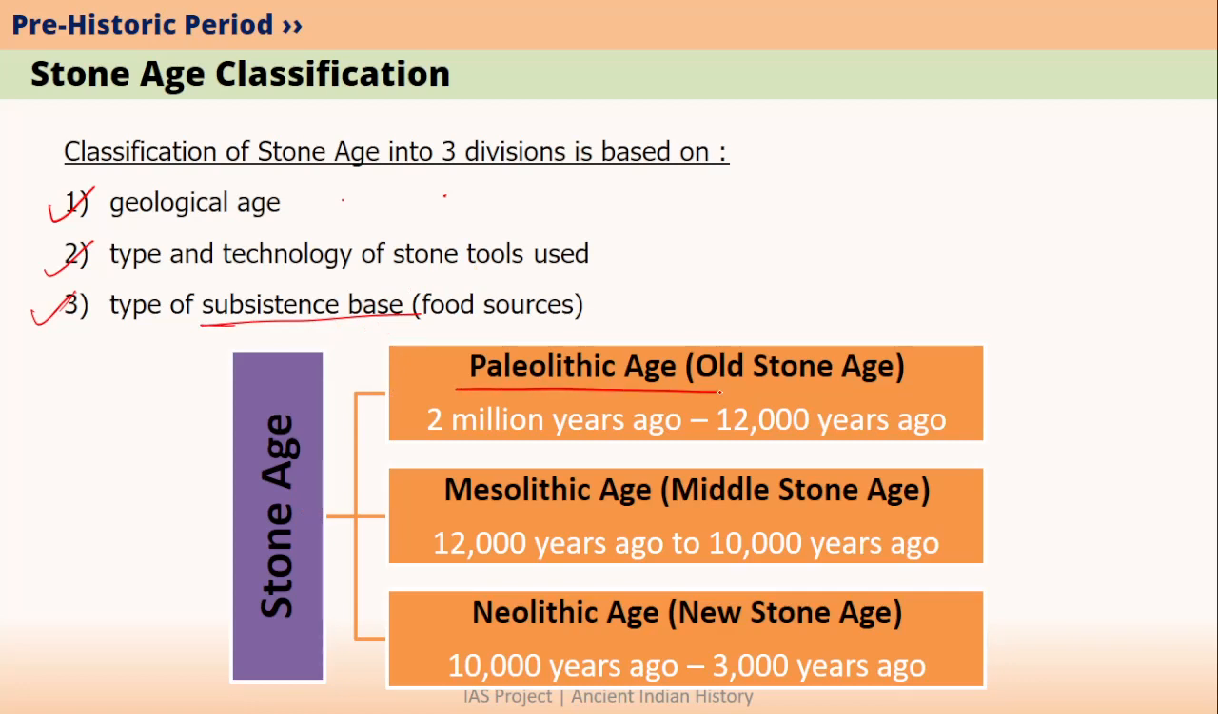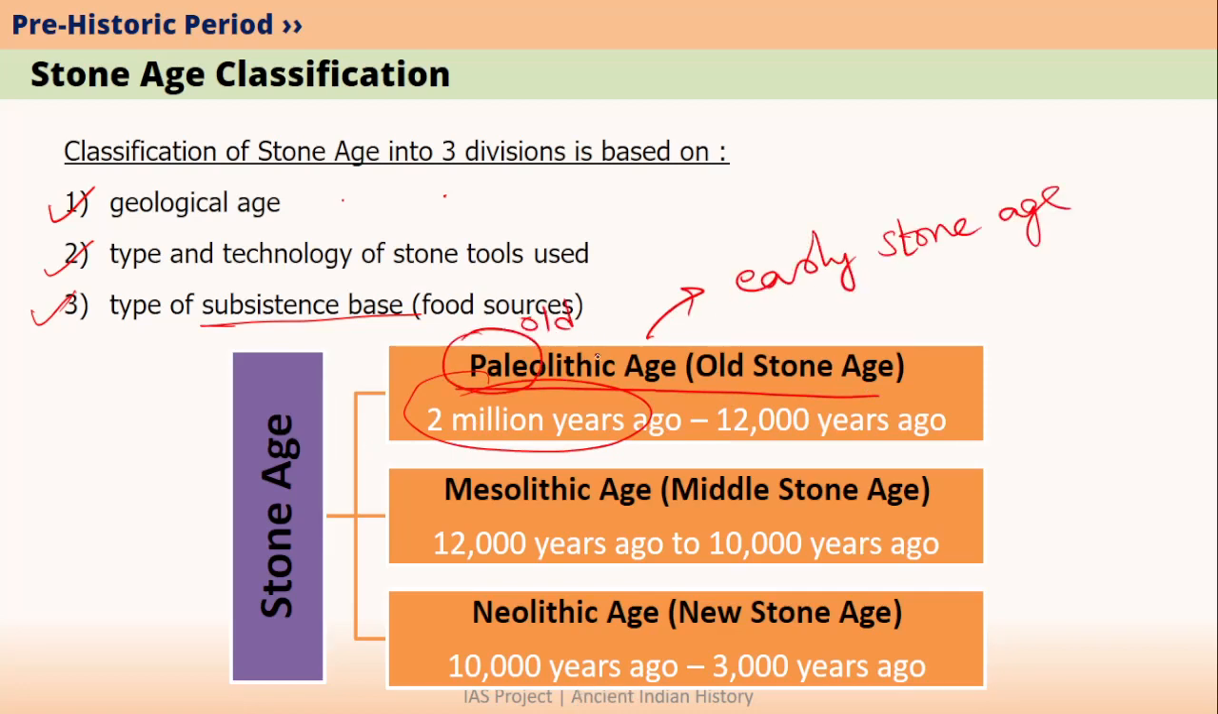The first part is Paleolithic Age, which is the oldest part of Stone Age. That is why it is also called Early Stone Age. Moreover, the word Paleo means old and the word Lithic means stone. Therefore, Paleolithic Age is also called Old Stone Age. Similarly, Meso means middle and Lithic means stone. Therefore, Mesolithic Age is also called Middle Stone Age. And the last one, Neolithic Age, has a similar meaning because Neo means new, Lithic means stone. Therefore, Neolithic Age became New Stone Age.